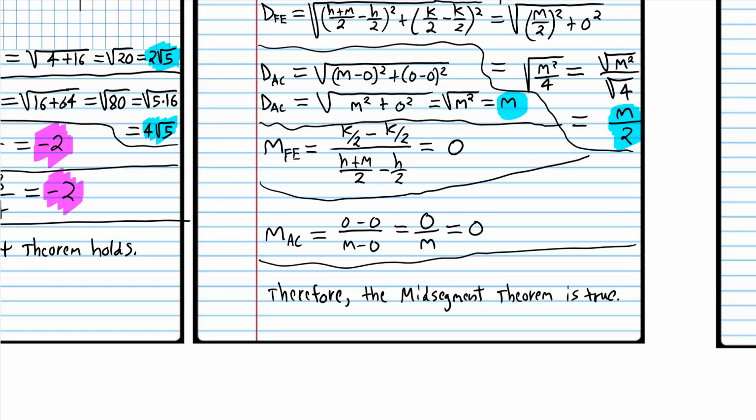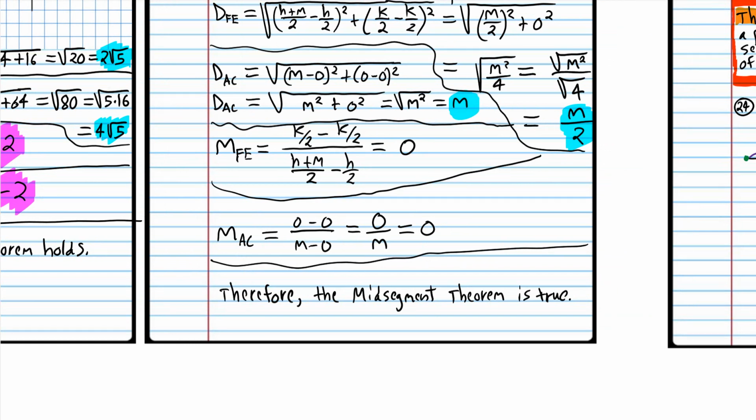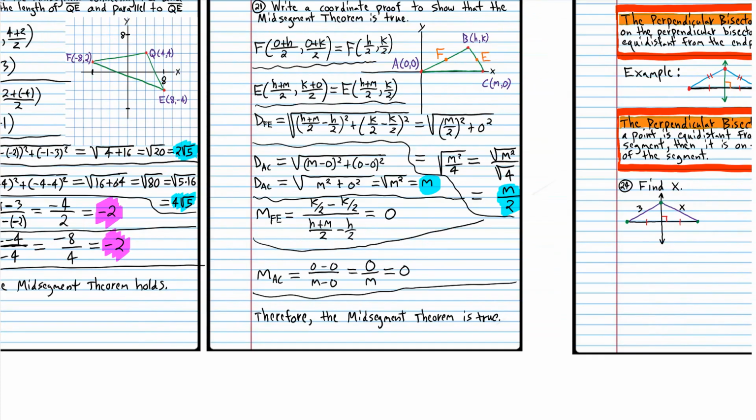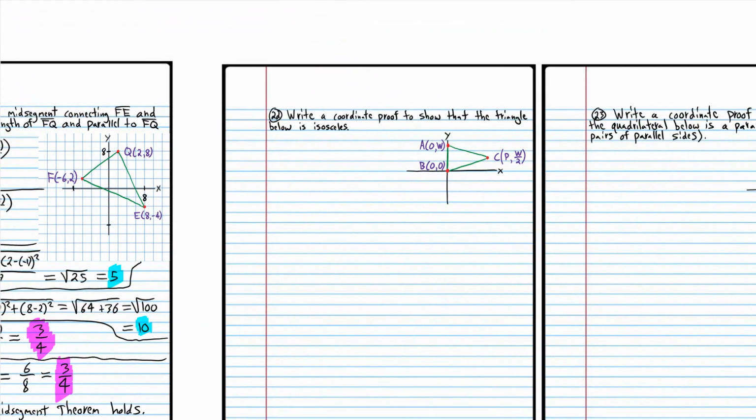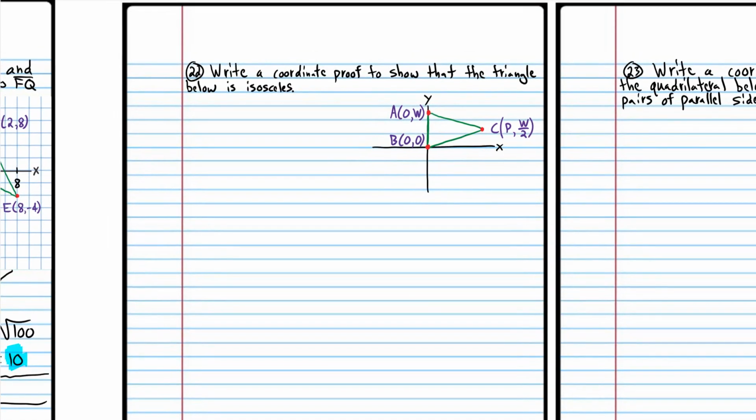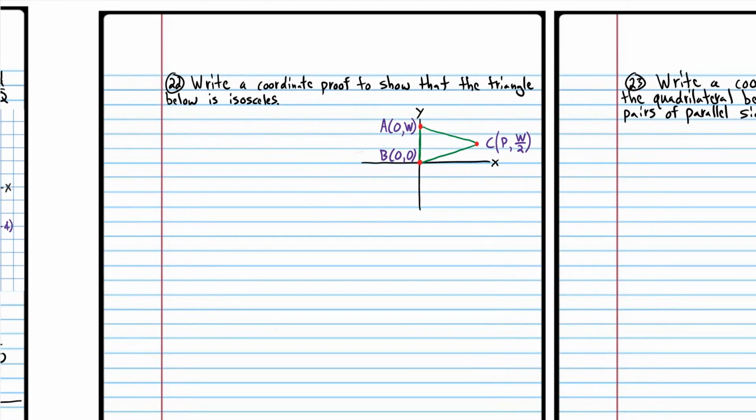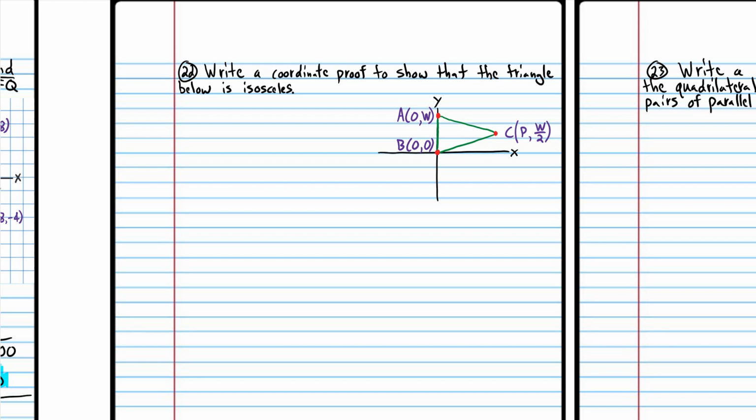So again, I'm not going to give you proofs with variables that are that difficult. They're going to be quite a bit easier for your homework, so don't worry about it. That was probably the hardest one you're going to see today. Let's do one that's a little easier, and then you can try the next problem. Write a coordinate proof to show that the triangle below is isosceles. So all we have to do is show that this length is equal to this length, and then we're done. So this is a much easier problem.